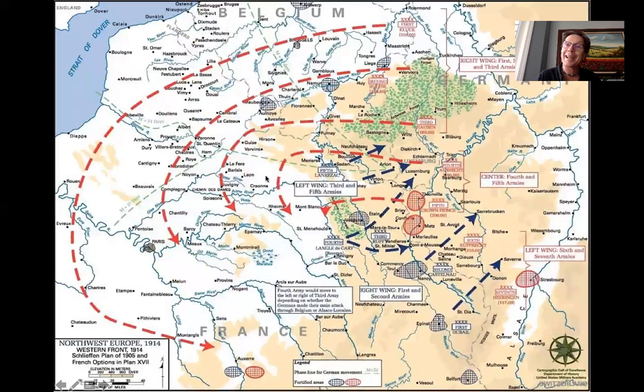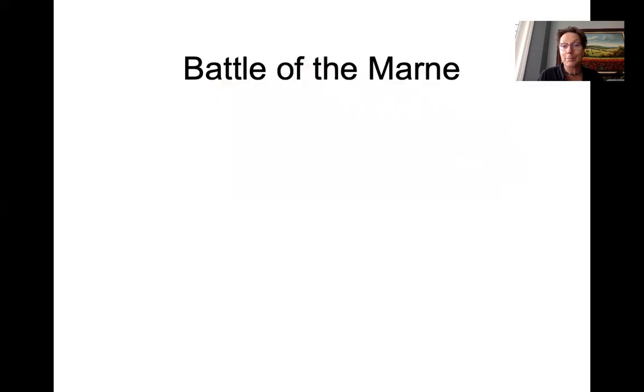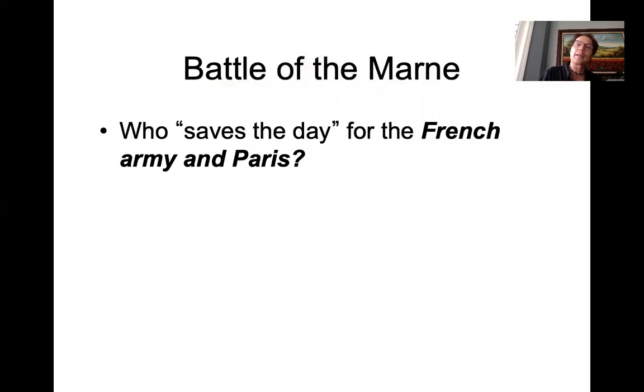This is the same map that I used for the Schlieffen Plan. It could also be used for French Plan 17, because these blue lines here represent the French forces. And what they were doing was mobilizing right over here on the border, hoping to reclaim Alsace-Lorraine, except the Germans beat them to the punch. All right, so please write this down.